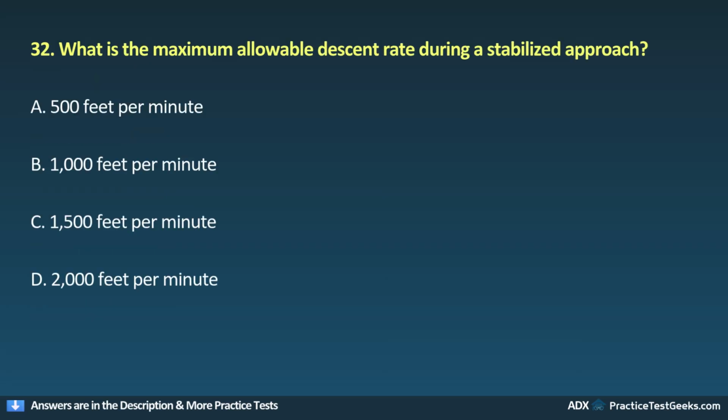32. What is the maximum allowable descent rate during a stabilized approach? A. 500 feet per minute. B. 1,000 feet per minute. C. 1,500 feet per minute. D. 2,000 feet per minute.